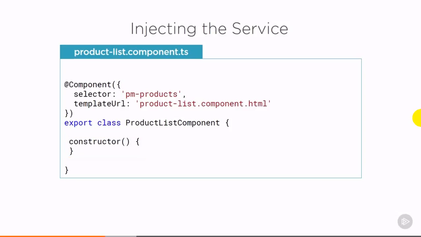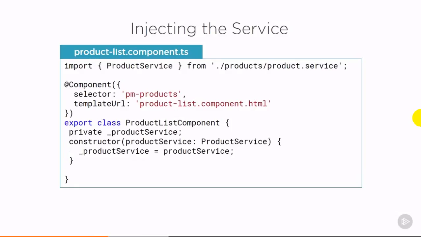We identify our dependencies by specifying them as parameters to the constructor function, like this. Here we define a private variable to hold the injected service instance. We create another variable as the constructor parameter. When this class is constructed, the Angular injector sets this parameter to the injected instance of the requested service. We then assign the injected service instance to our local variable. We can then use this variable anywhere in our class to access service properties or methods.